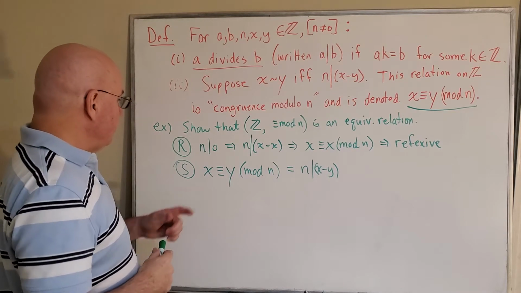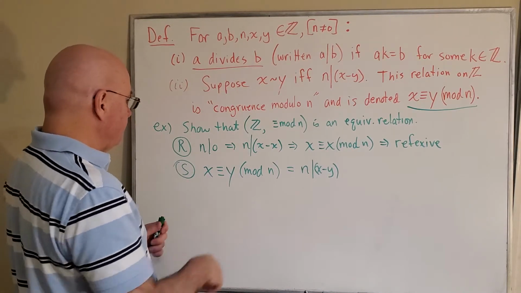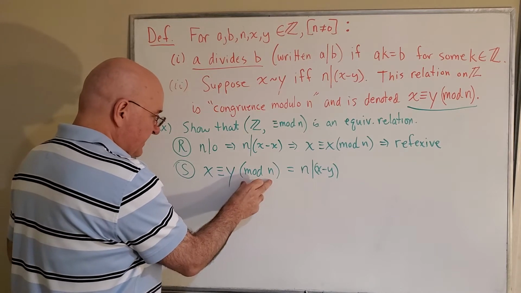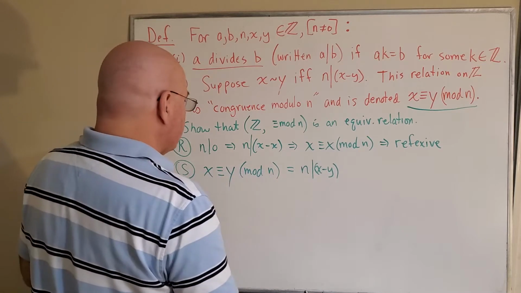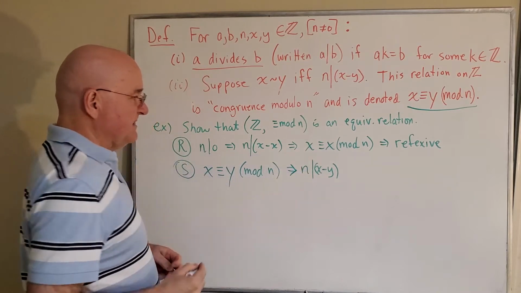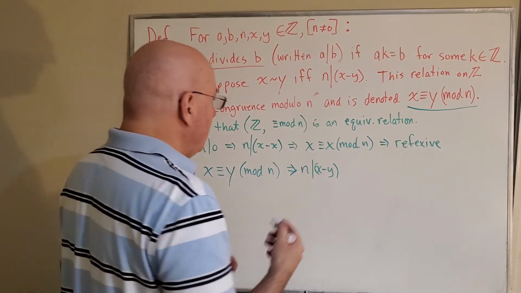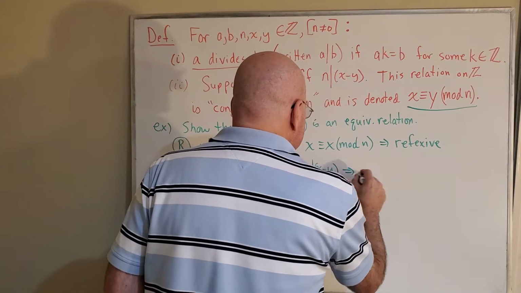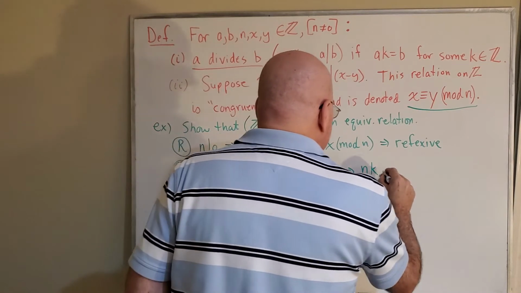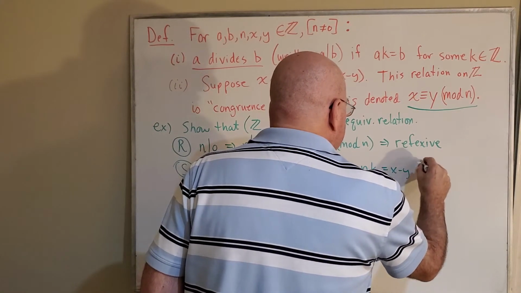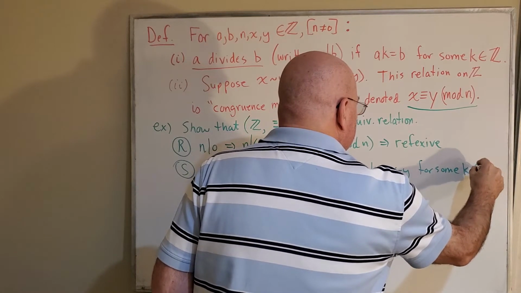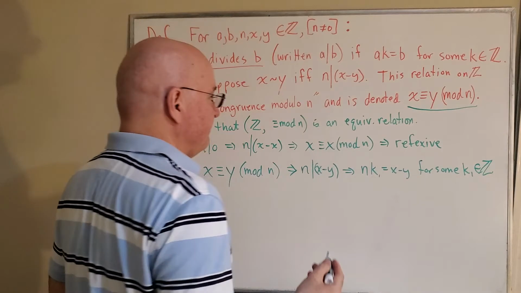Okay, the next one, symmetry. x is equivalent to y in modulo n implies that n divides x minus y. Well, what does that mean? That means n times k, I'll call it k1, is equal to x minus y for some integer k1. That's just the definition.